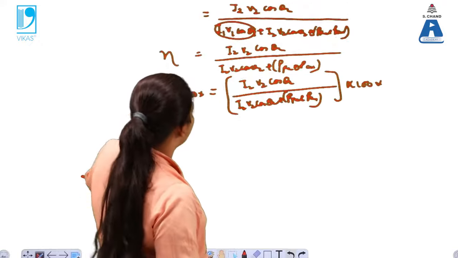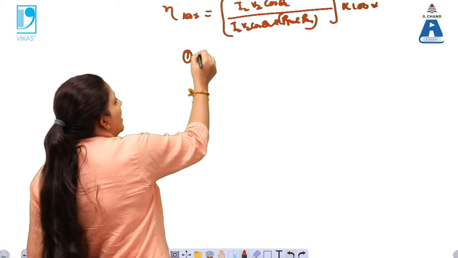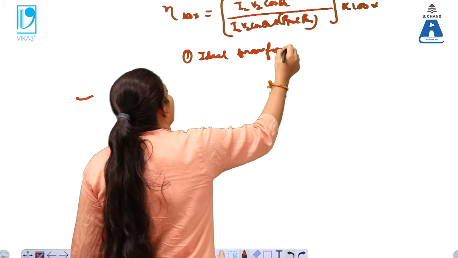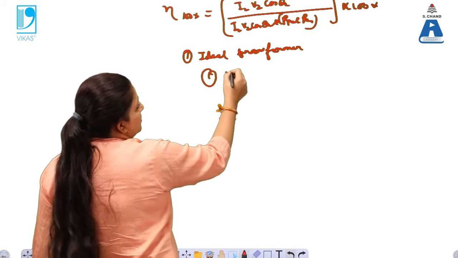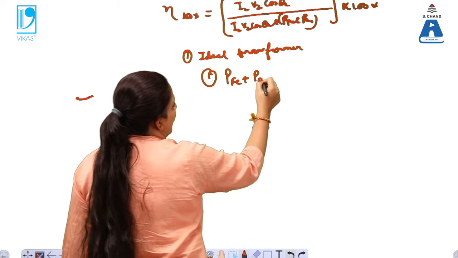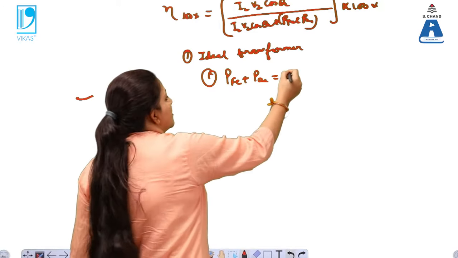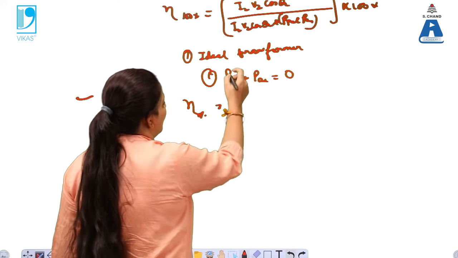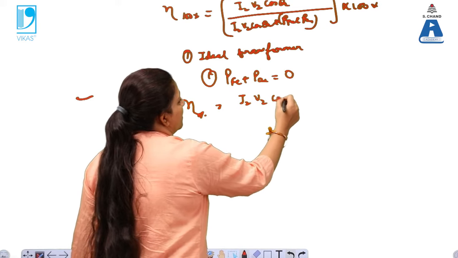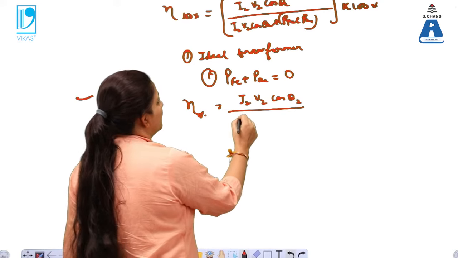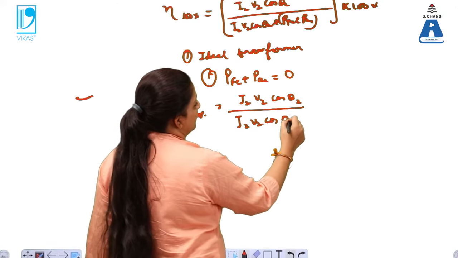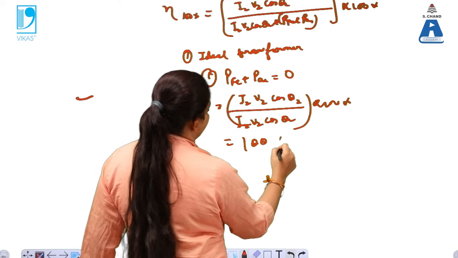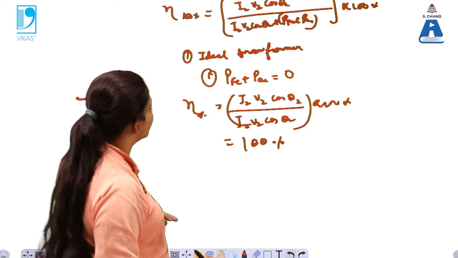Now there are two cases for efficiency. First one is an ideal transformer. In an ideal transformer, P of iron, means loss due to iron core, and loss due to copper, this loss is equal to 0. Then the percentage of efficiency is calculated as I2 V2 cos theta 2 divided by I2 V2 cos theta 2 into 100. So we will get here 100% efficiency. So that is the case of an ideal transformer.